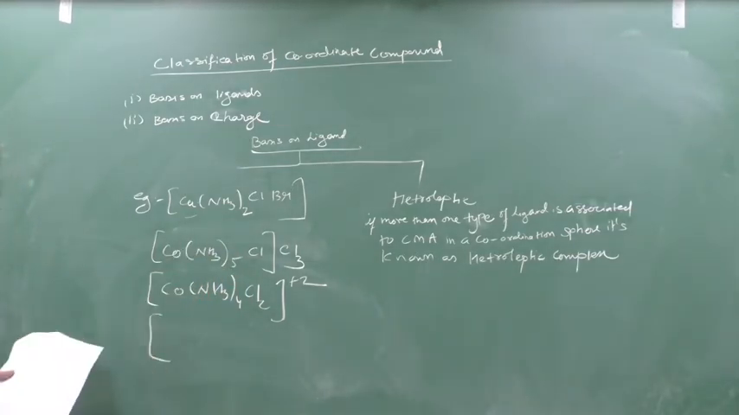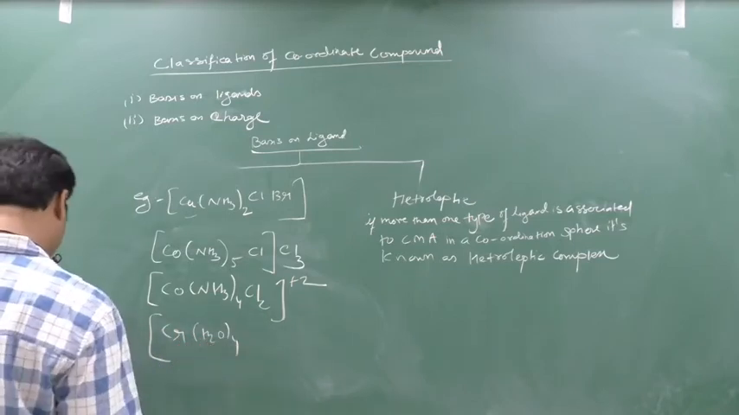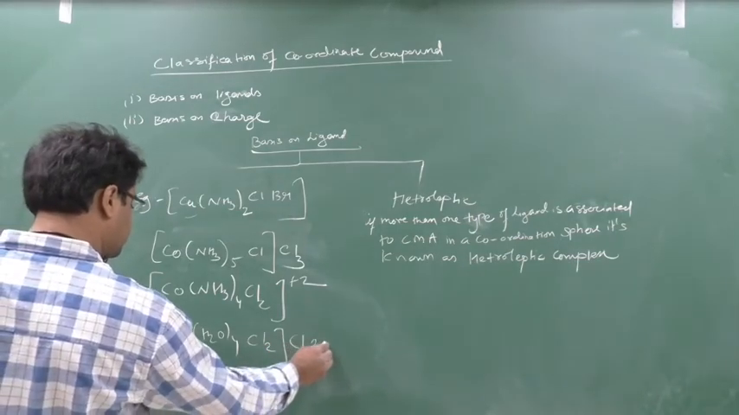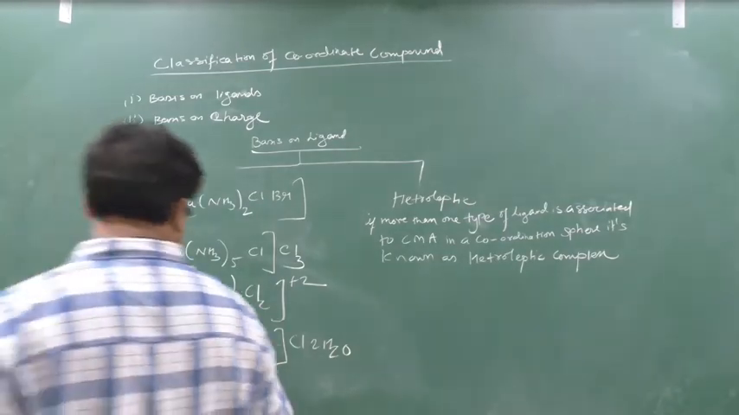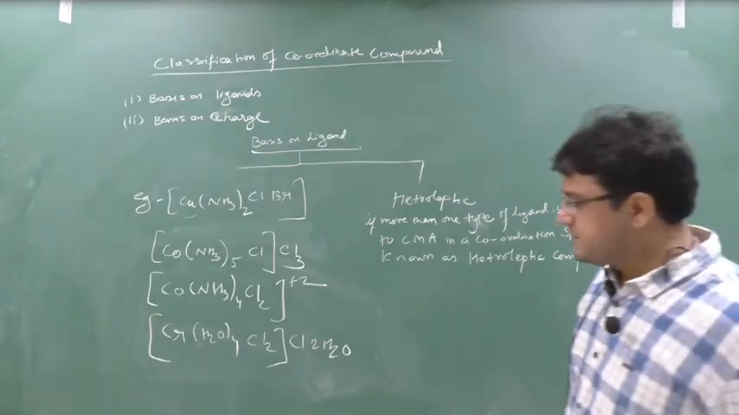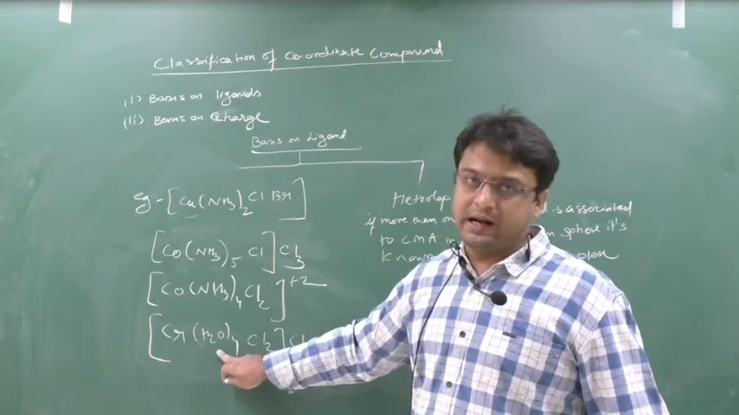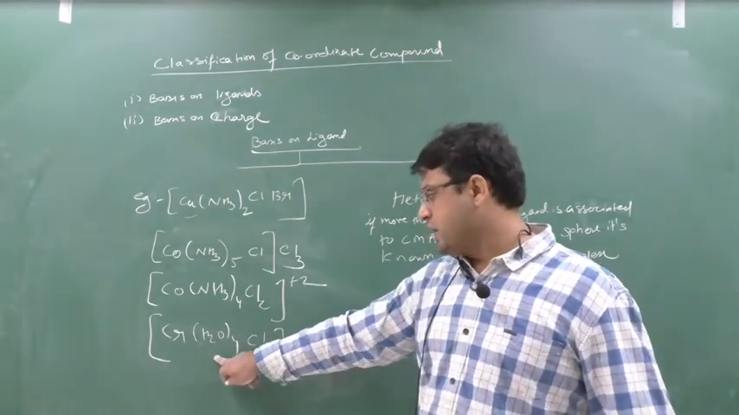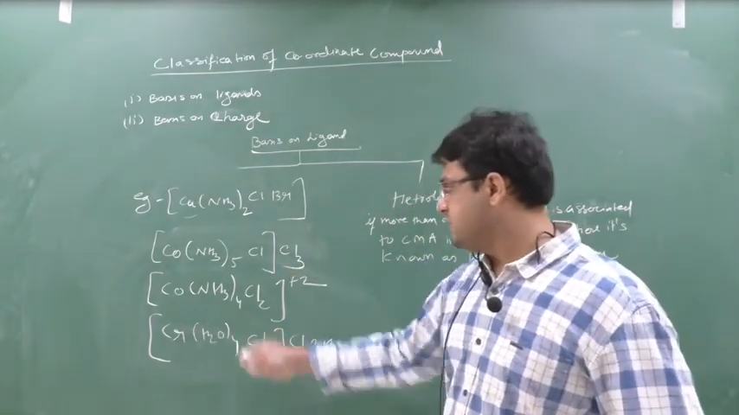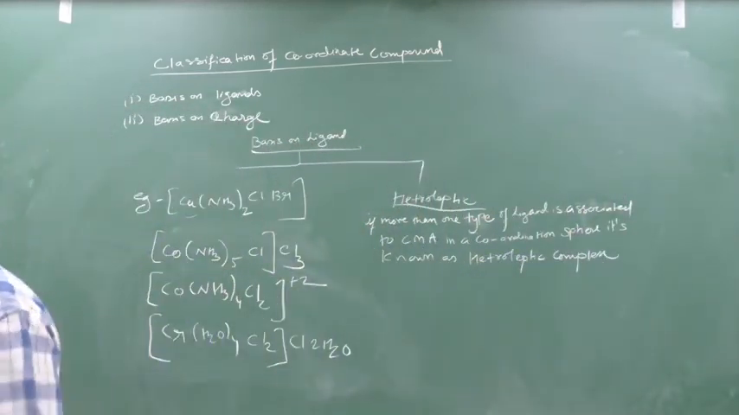Another example I can give, that is [Cr(H2O)4Cl2]Cl·2H2O. See, this is your coordination sphere, the square bracket. The square bracket is the coordination sphere. You can see there we have chromium as the central metal atom, and the ligands are: one ligand is water, a neutral ligand that I will explain tomorrow, and another ligand is chlorine. So there are different types of ligand associated to the central metal atom. So this is an example of a heteroleptic complex.